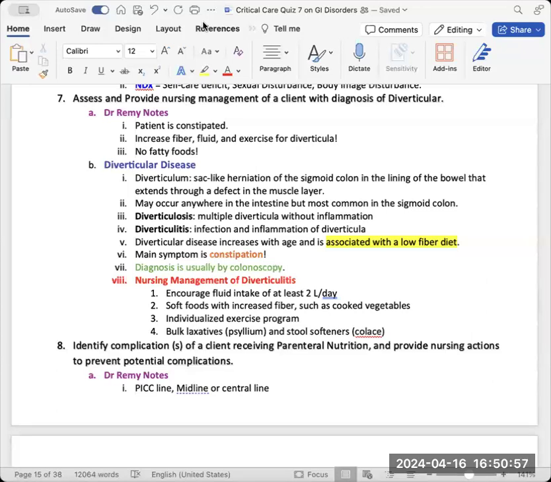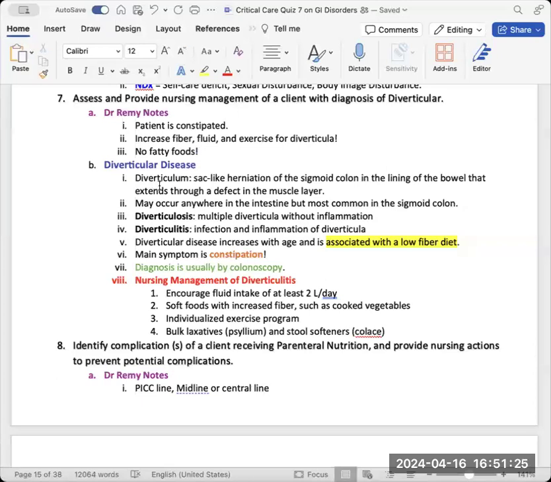So what we want to do is assess their bowel movements, but also provide interventions that alleviate symptoms related to constipation. So what are some things that we could do to help alleviate constipation? Increase fiber. Yeah, we could increase fiber, especially because this is low fiber, right? So we want to increase their fiber.